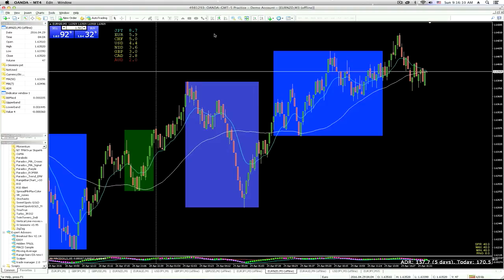And so what we're looking at here is the Euro New Zealand pair, and this represents the last day of the week, which happens to, in this case, be April 29th, 2016.